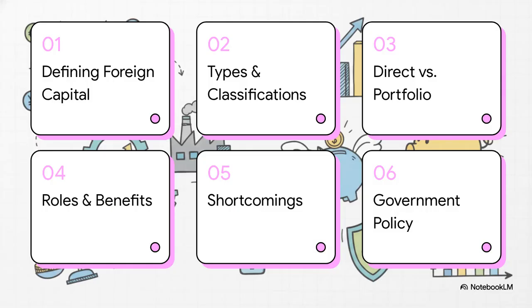Here's how we're going to break things down today. First, defining foreign capital. Second, types and classifications. Third, direct versus portfolio investment. Fourth, roles and benefits. Fifth, shortcomings. And finally, number 6, government policy.